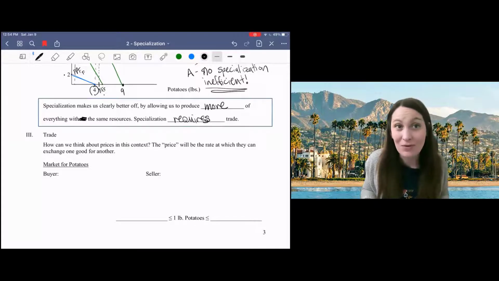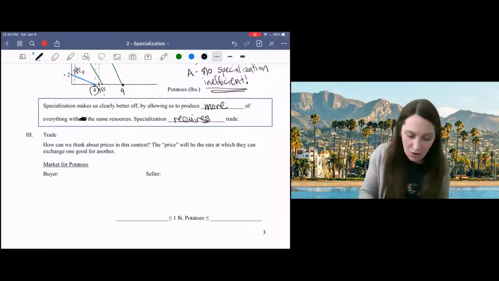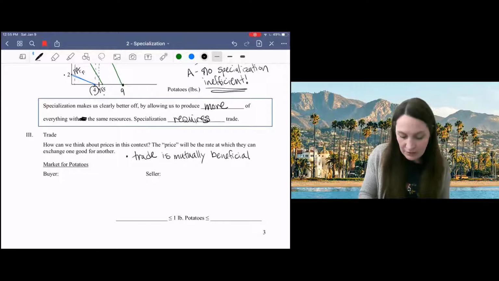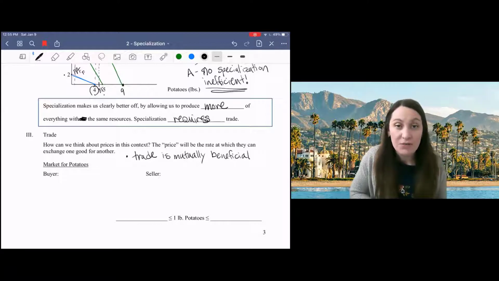And since people only take actions where the benefit exceeds the cost, then we assume that all trade is mutually beneficial, at an individual level anyway. So trade between two individuals will only occur if the individuals are made better off, or at least not worse off, by that trade.